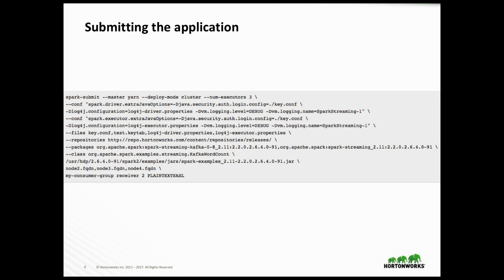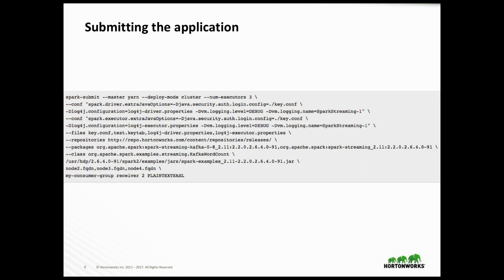This is supposed to be a Kerberized cluster. Then we pass the log4j driver properties file along with the VM log level and the VM log naming as we saw before. We do the same with the executor, and then we pass the rest of the arguments.